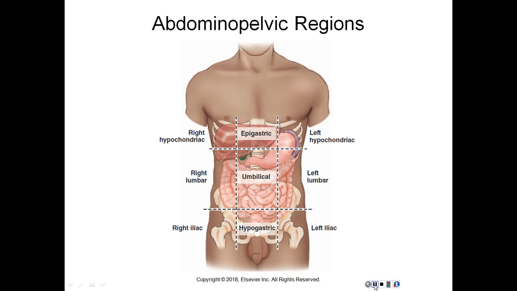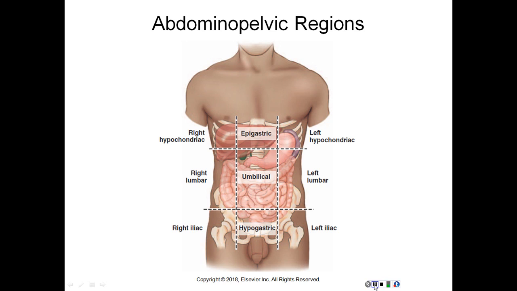There are 2 lumbar regions to the right and to the left of the umbilical region near the waist. When we talk about left and right sides, it is always coming from the patient's perspective. Okay, so it's the patient's left side, the patient's right side. Then we have the epigastric region, which is superior to the umbilical region, so right above it. Then we have 2 hypochondriac regions to the right and left of the epigastric region.